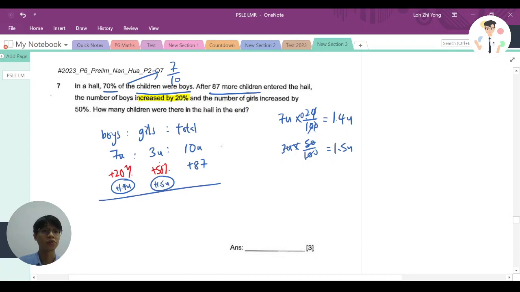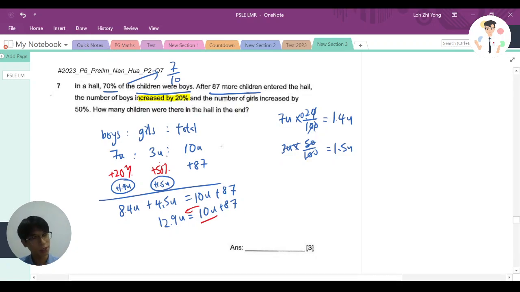Now what is the total supposed to be? 7 units plus 1.4 is 8.4 units. 3 units plus 1.5 is 4.5 units. And 10 units plus 87. So 8.4 plus 4.5 is 12.9 units, and 10 units plus 87. I'm just doing the normal math: move 10 units to that side and it will be minus. So 12.9 units minus 10 units equals 2.9 units, equal to 87.